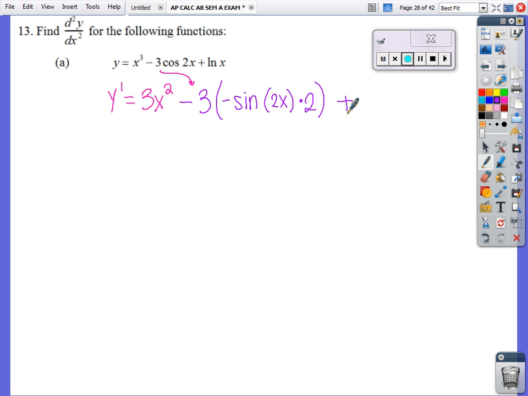And then the last term, ln of x, is just a rule. That would be 1 over x. So I'm going to clean up the first derivative. We get 3x squared plus 6 sine of 2x plus x to the negative 1.